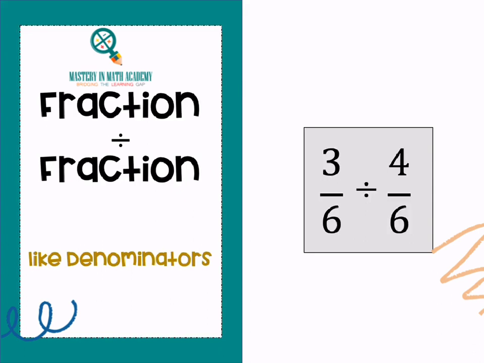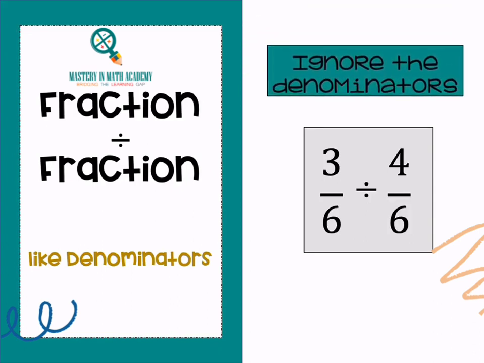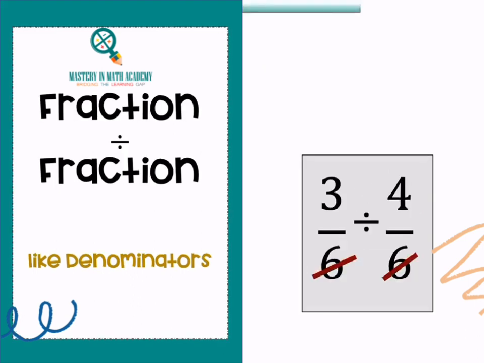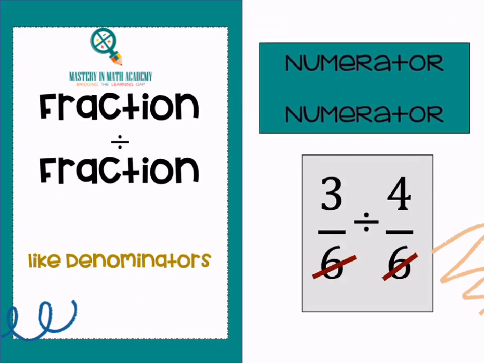And we know that when our denominators are the same, we are going to ignore them, meaning that you're not going to add, you're not going to subtract. In this case, we're not going to divide them. We are simply going to ignore our denominators. And then we are going to focus on our numerators. So you have 3 in your numerator and you also have 4 in your numerator. What are you going to do with these? You are going to divide your numerators.